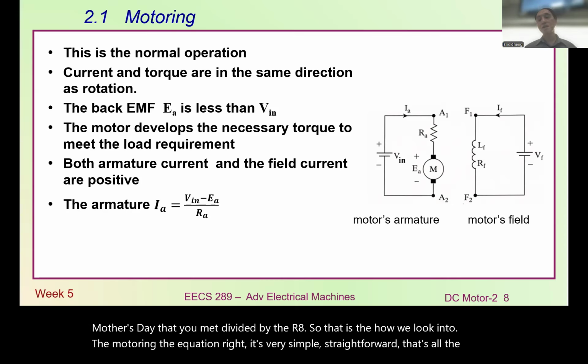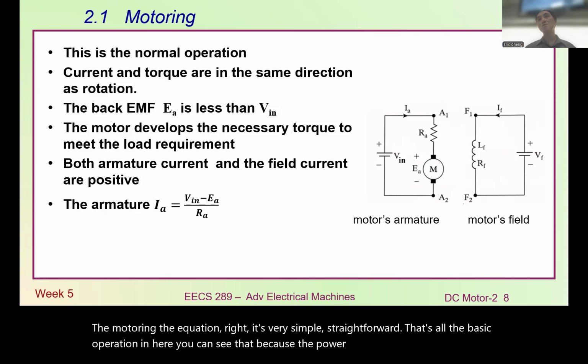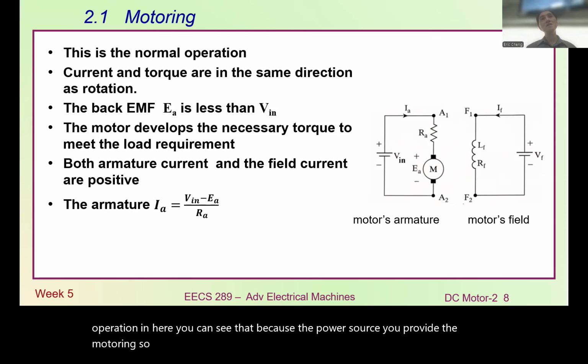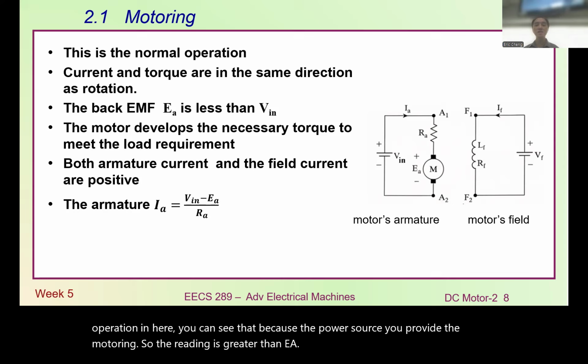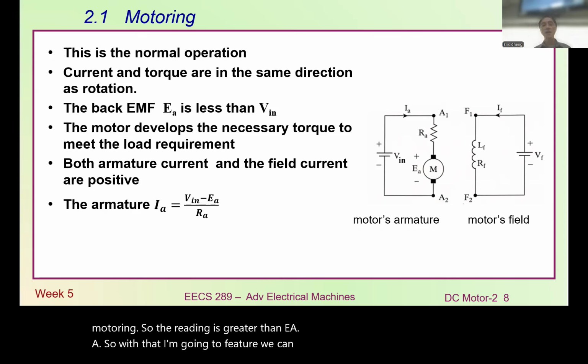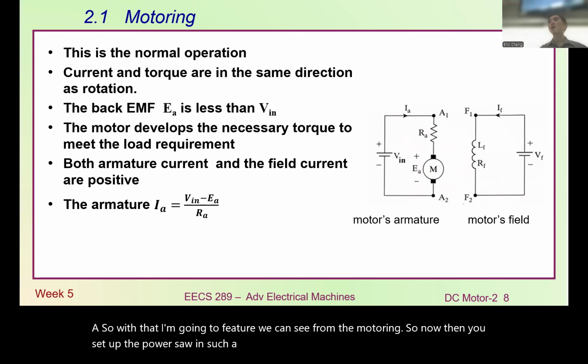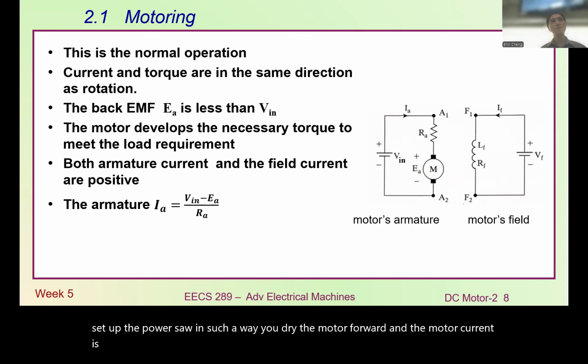Here, you can see that because the power source provides the motoring, V in is greater than EA. That's one of the features we can see from motoring. So you set up the power source in such a way that you drive the motor forward, and the motor current IA is positive.